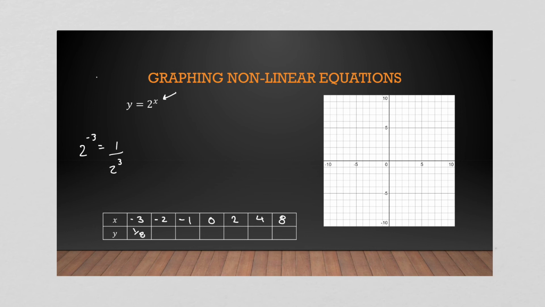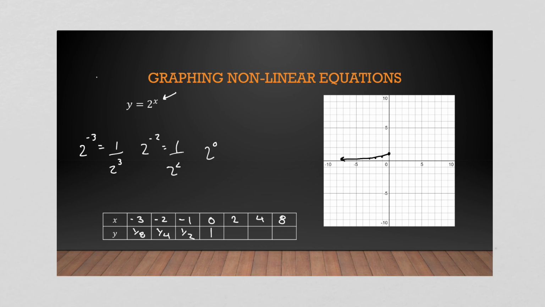If x is negative 2, you have 2 to the negative 2, which becomes 1 over 2 to the 2, which is 1 over 4. And then you'll have 1 over 2. And then when x is 0, you get 1. So what you get here is a graph where, as we go into the negative realm, we get closer and closer and closer to 0, but we will never actually hit 0. We'll get infinitely close to 0, and that's what we call a horizontal asymptote. We'll talk about that in a future video.